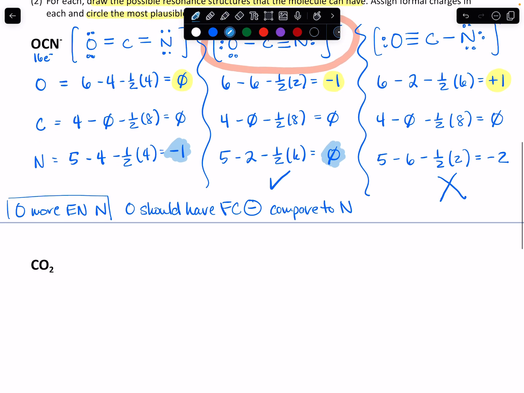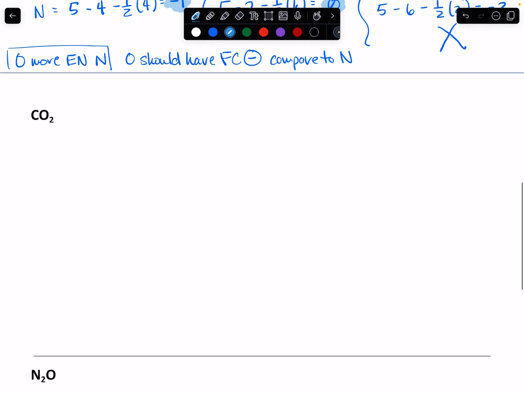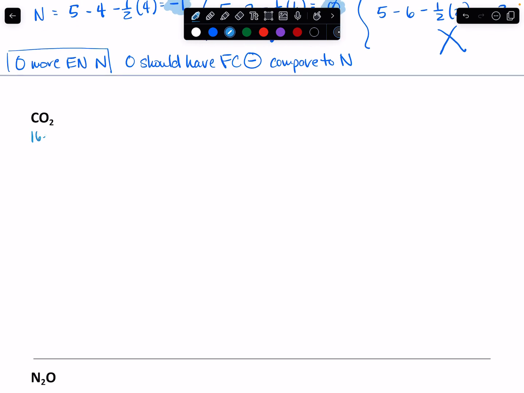All right, let's try another one. This one's carbon dioxide. We have 16 electrons here. So we've got two choices. We know carbon's in the middle. We can have one lone pair, 2, 3. We could do it this way and put a triple bond to this oxygen. That would use up my 16 electrons. Or I could have a double bond between both oxygens and have this structure. Either of those are plausible.